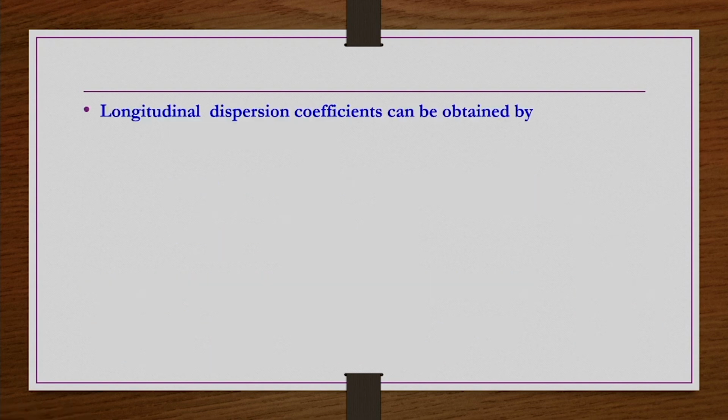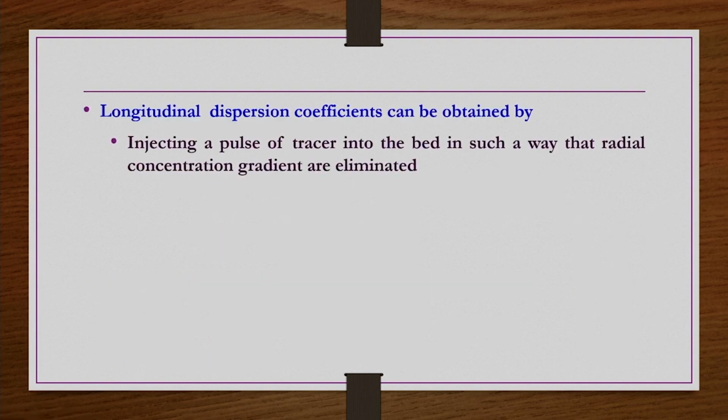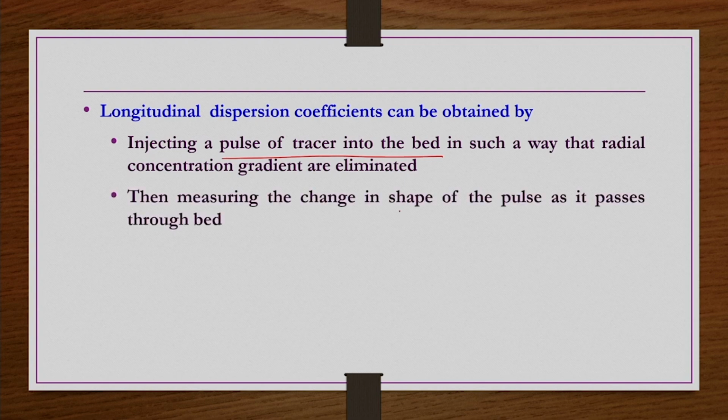So, if you wanted to obtain the longitudinal dispersion coefficient, inject a pulse of tracer into the bed in such a way that radial concentration gradients are eliminated. These are the pulses of tracers. The concentration gradient, in the sense of change in shape, should not be there in the radial direction; whatever change in shape there is should be only in the axial direction. That means the concentration gradient should be only in the axial direction, and you have to inject in such a way. Then, by measuring the change in shape of the pulse as it passes through the bed, you can measure that.